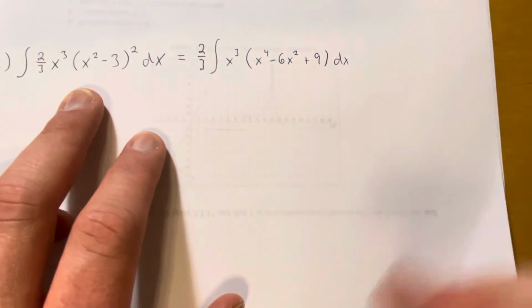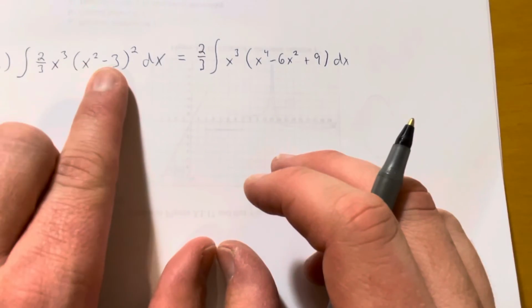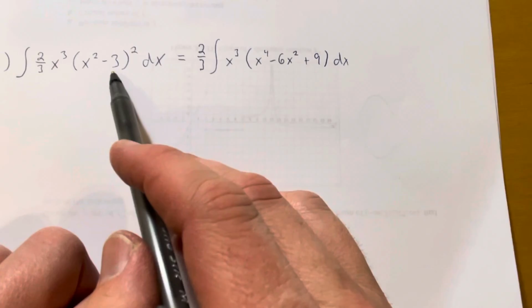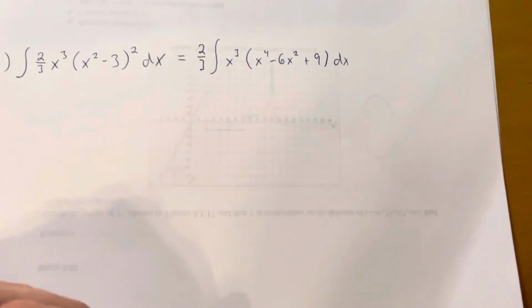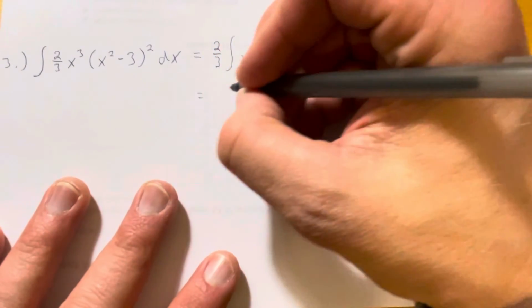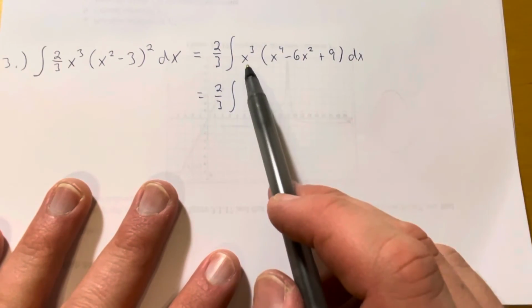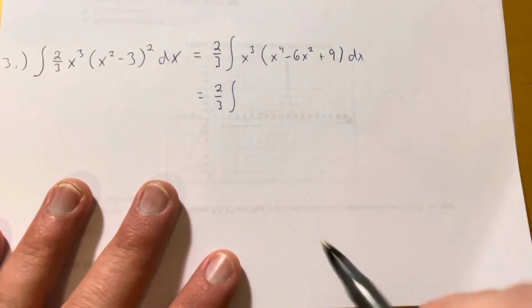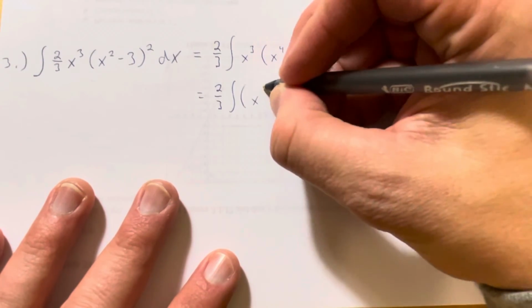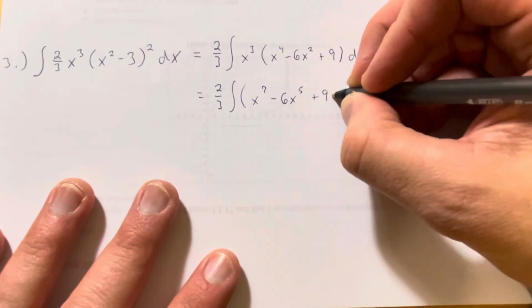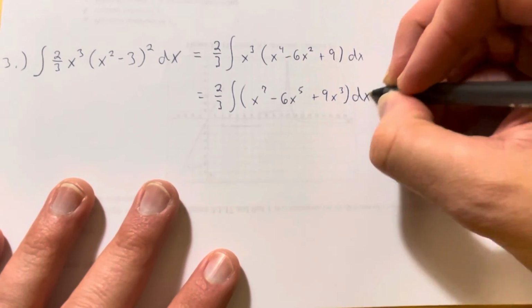From algebra, you really should have the ability to square a binomial like this without having to write out a bunch of steps. You should be able to go from here immediately to here the way that I just did. And that's an algebra skill that you should have mastered before even coming into this class. Okay, we're still not ready to actually take any antiderivatives. What I want to do is distribute that x cubed into all three of those terms. So that's going to look like x to the 7th minus 6x to the 5th plus 9x cubed dx.